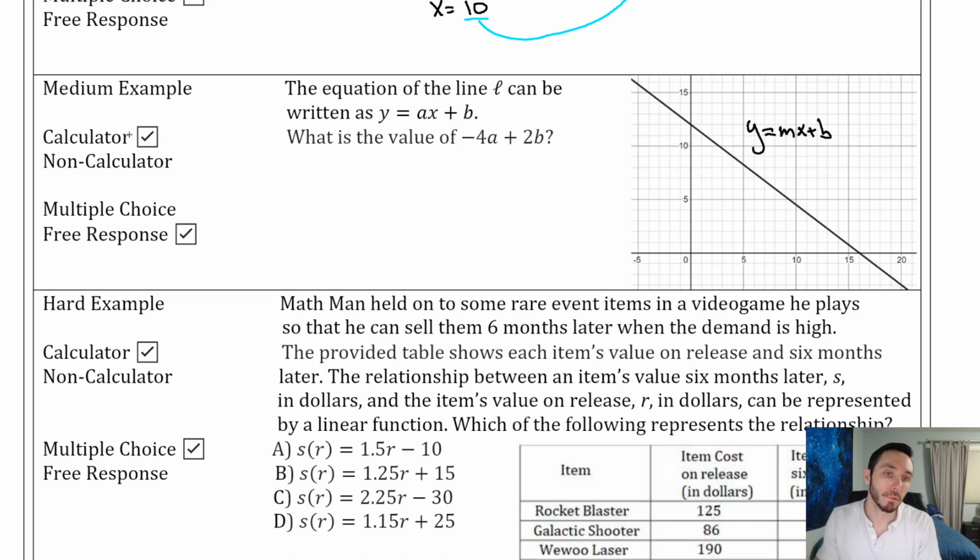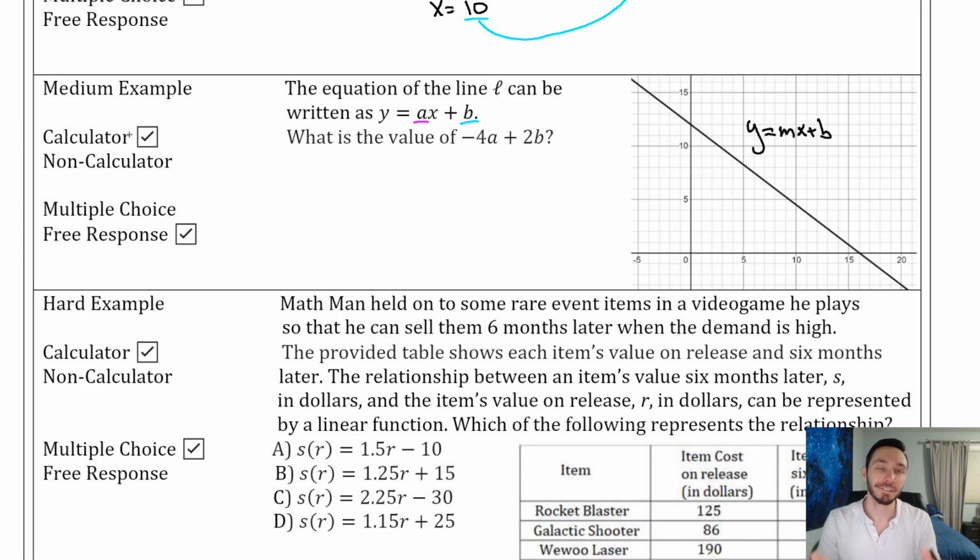Now it also says, what is the value of negative 4a plus 2b? How about we hunt down this a, and how about we hunt down this b, and after we get those values, plug them into this expression. So this is a free response question. For free response questions, you get a bubble grid thing. Usually they're situations like this, like what is the value of, or something like that, right?